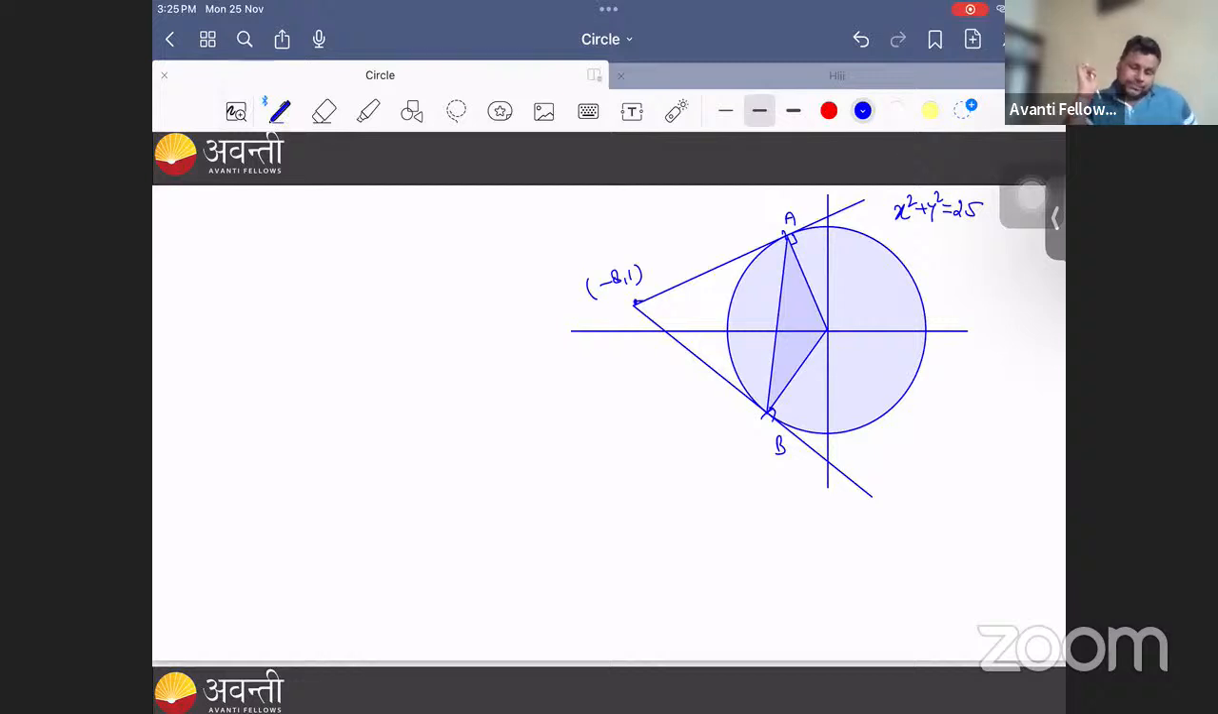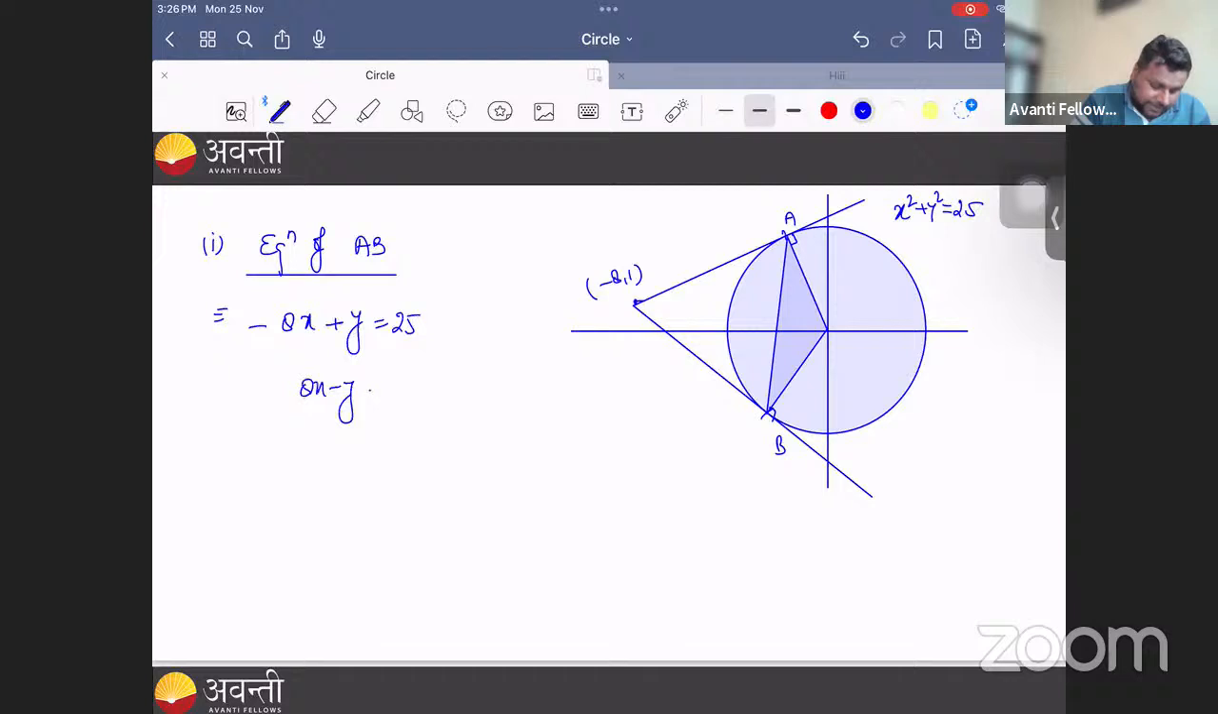So now the first question they can ask you: equation of AB. That is the chord of contact. Since it is the chord of contact, its equation will be -8x plus y equals 25. So 8x minus y plus 25 equals 0. Easy?